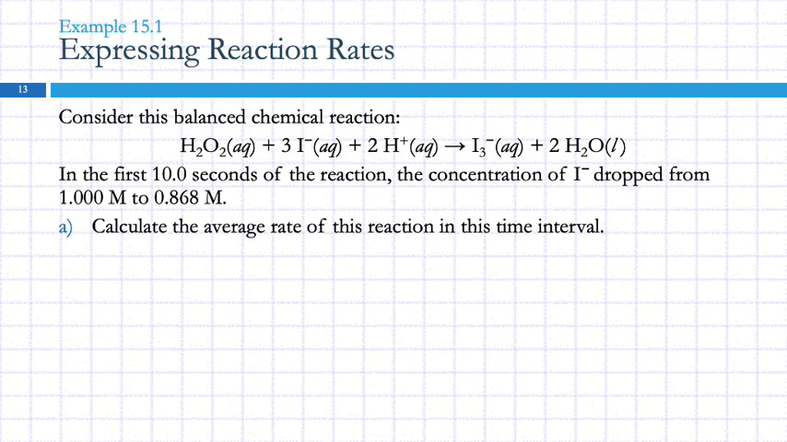So delta T is going to be 10. So we'll write our equation here. The rate is equal to, I minus is a reactant, so we need to have a negative sign here. And then for the fraction, we're going to use 1 over the coefficient. The coefficient here is 3. So this is 1 over 3 times the change in concentration of I minus divided by the change in time. And this here is telling us what the change in time is.